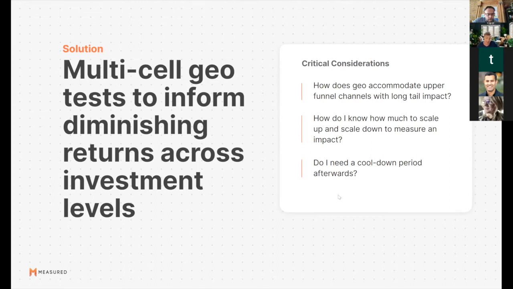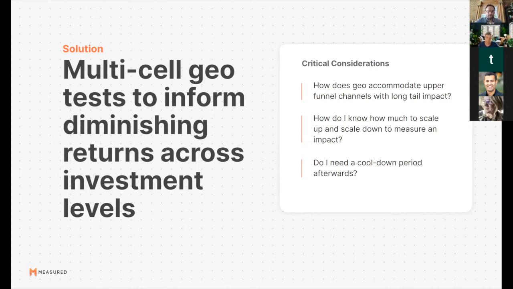A bunch of considerations went into this design. For starters, how can geo accommodate upper funnel channels with a long tail impact? Well, the longer the tail impact, the longer the test has to run. That's really the story. So a lot of our clients will run upper funnel tests for 60 days. Sometimes if you have a very, very high average order value, it has to run even longer than that. It depends on your business and how long it takes to acquire a consumer, generally speaking. So that governs the length of the test. Now, in this case, very low average order value, we were able to execute this test in 30 days.